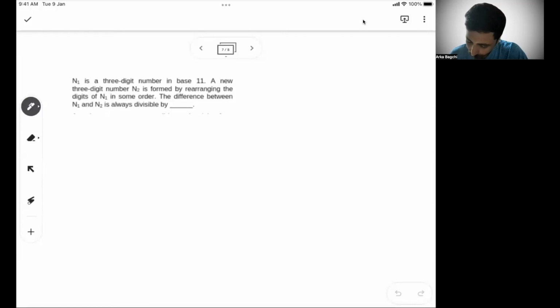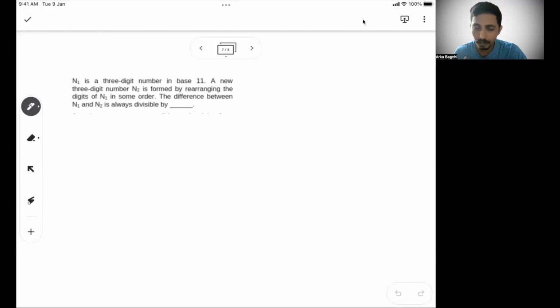Okay, this is also a quick concept problem. N1 is a 3-digit number in base 11. A new 3-digit number N2 is formed by rearranging the digits of N1 in some order. The difference between N1 and N2 is always divisible by what? So, a 3-digit number in base 11.